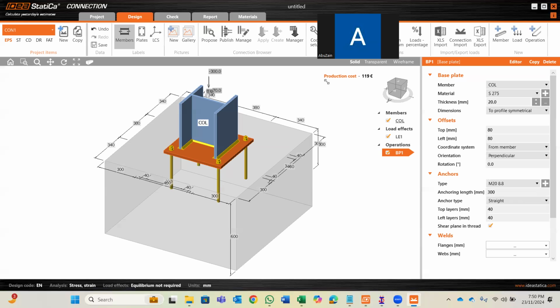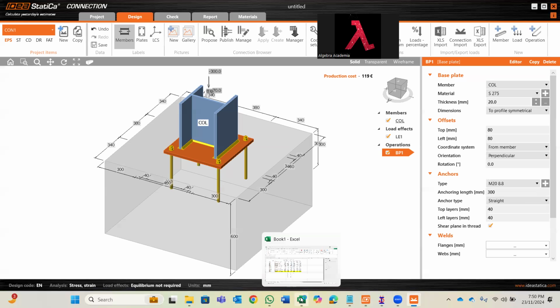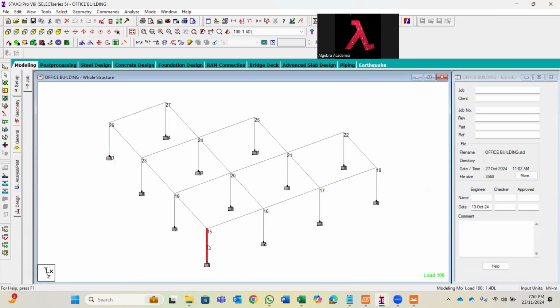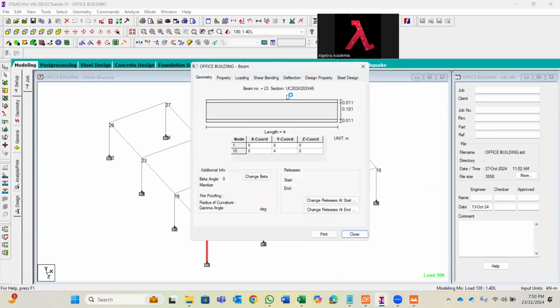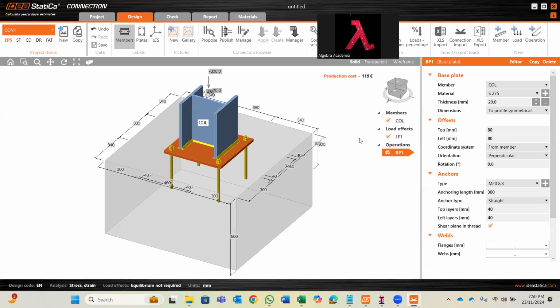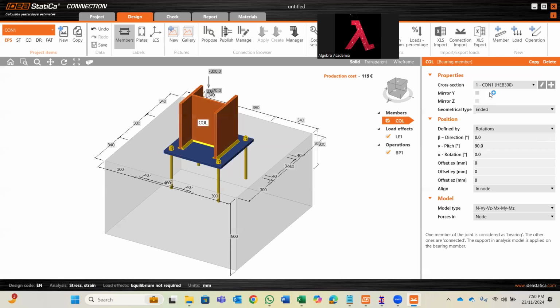So now what is going to happen? Let me see what my column size is. Just double click here. Go to property. So going back to the property, the section size is UC 203 46 kg per meter. So now going back to IDEA Statica, I can change the column size.